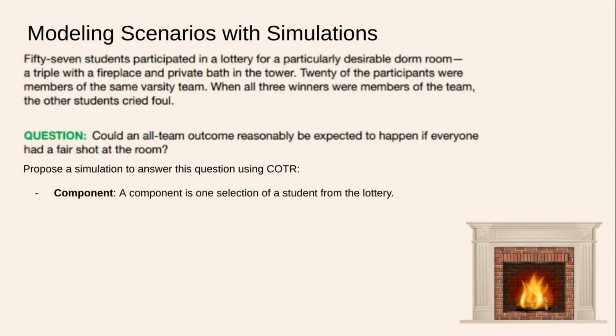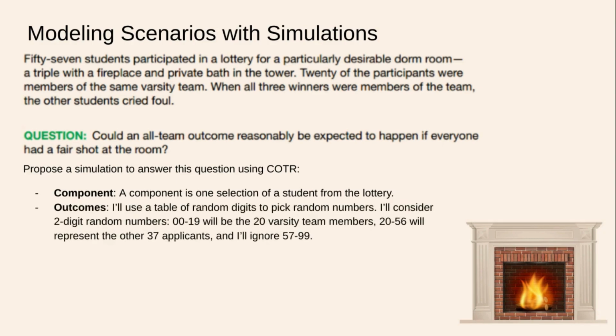Our component would be one selection of a student from the lottery. We're going to be selecting students from the lottery. The outcomes are as follows. We can use a table of random digits for this one, and I'll consider two-digit random numbers. 0 through 19 will be the 20 varsity team members. 20 through 56 will represent the 37 other applicants. And if we see 57 through 99, we can just ignore them.